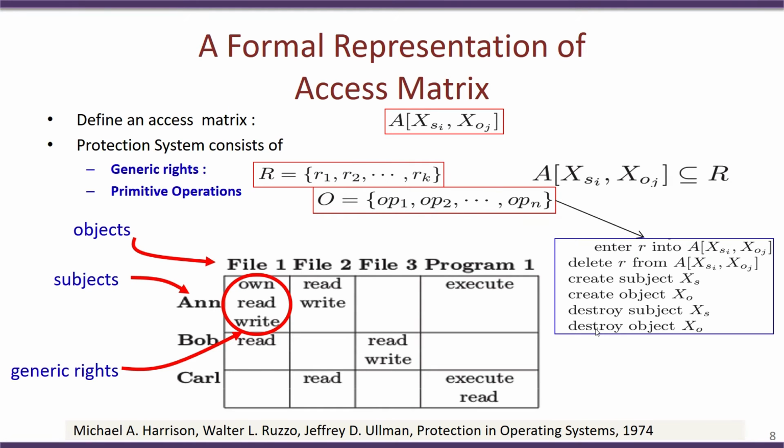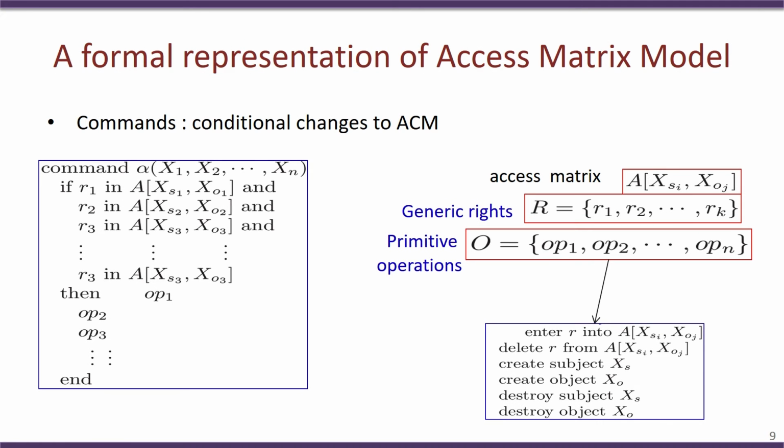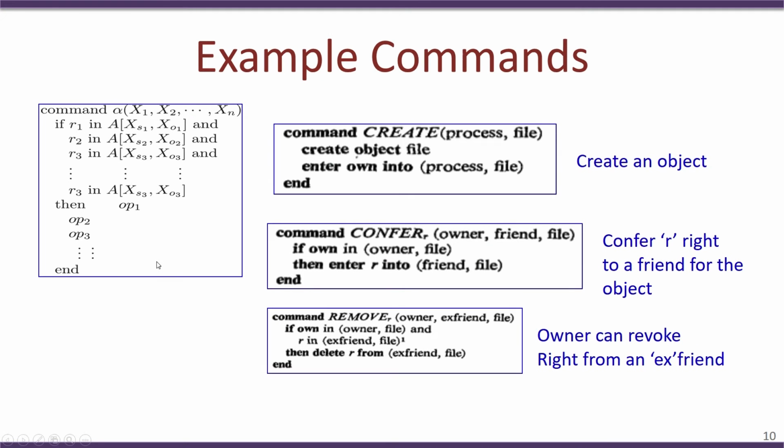Now, based on this formal mechanism, we can define commands. These commands are what is used to specify the access control for that particular system. A typical command would look something like this. So you have a command alpha, and unless certain rights are available, only then can certain operations be performed. So we will take a few examples of this.